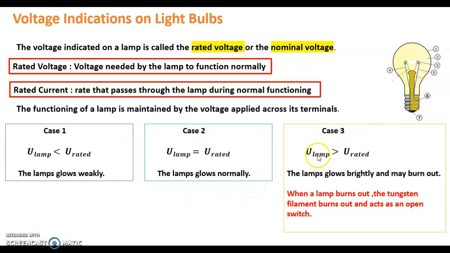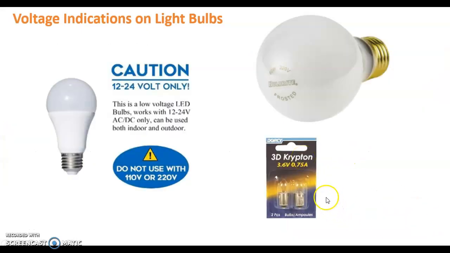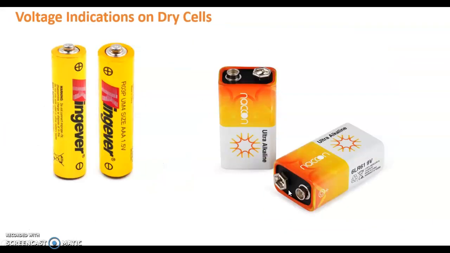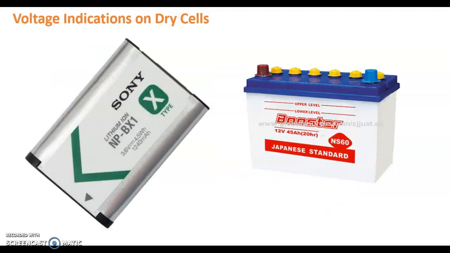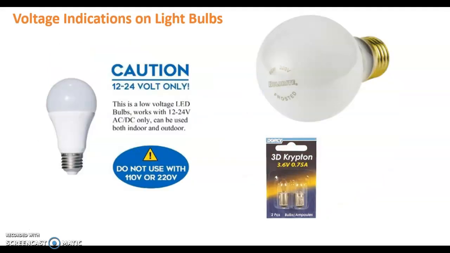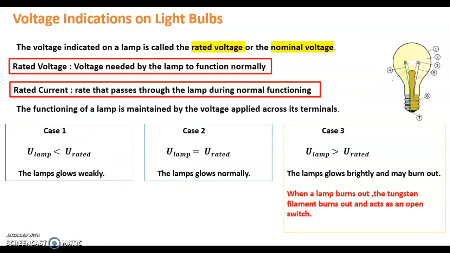And finally, if the lamp receives a greater voltage than needed, like if we connect this lamp directly to a dry cell that provides 9 volts, however it needs 3.6 volts to function normally, its rated voltage is 3.6. It's going to glow brightly and maybe be burnt out as time passes.